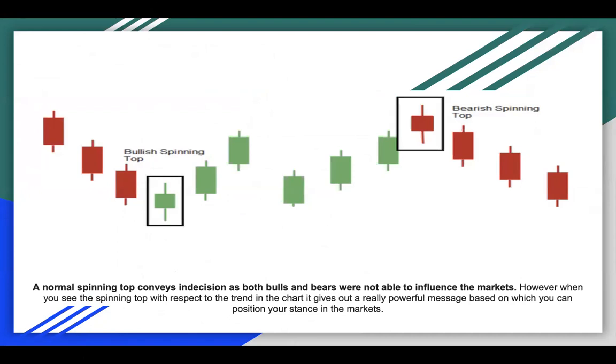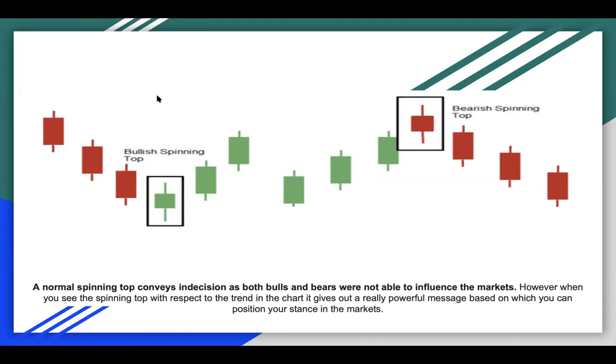Spinning tops. Spinning tops are always forming. Literally every single time you look at a chart, there's always going to be a spinning top somewhere. They're something that you should be aware of. Spinning tops convey indecision, as both bulls and bears were not able to influence the markets. However, when you see the spinning top with respect to the trend in the chart, it'll give you a really powerful message based on which you can position your stance in the markets.